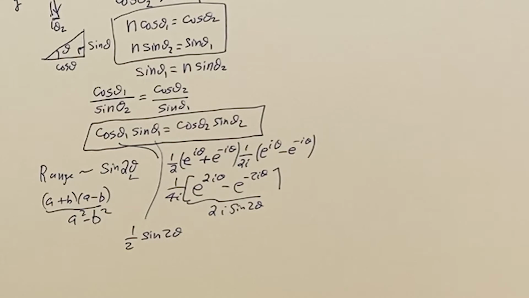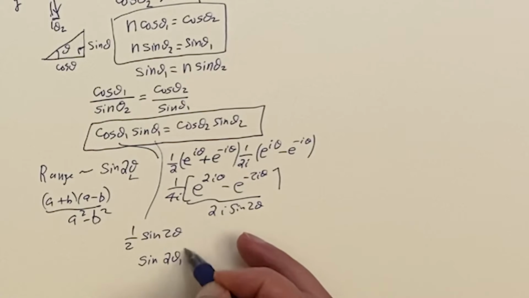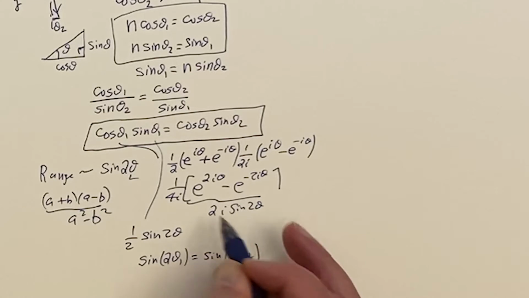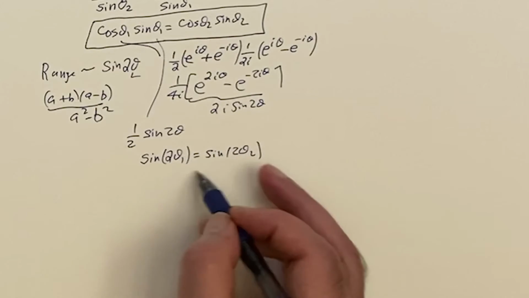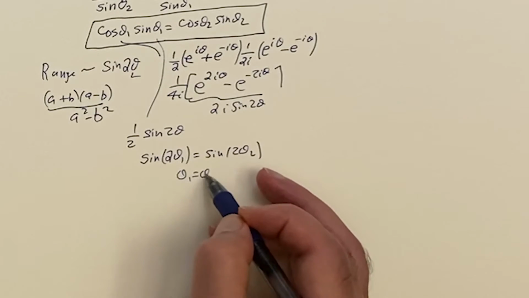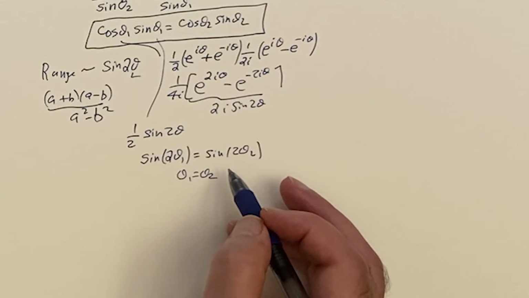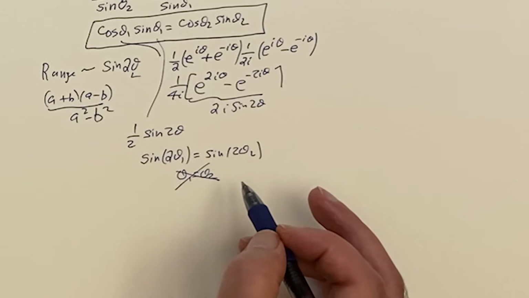All right, so that means that the sine of 2 theta 1 is equal to the sine of 2 theta 2, just applying the identity in both cases. Now, at first inspection, you would say, well, I want theta 1 equals theta 2. But remember here, you can't have that because the refraction angles are not the same.